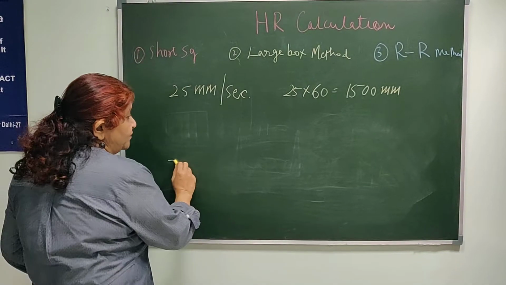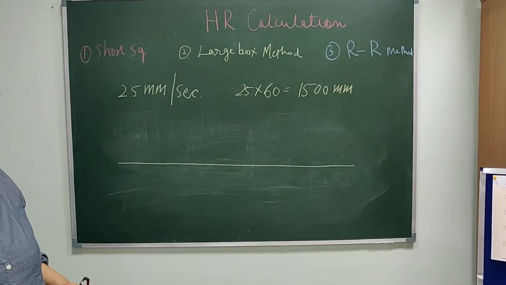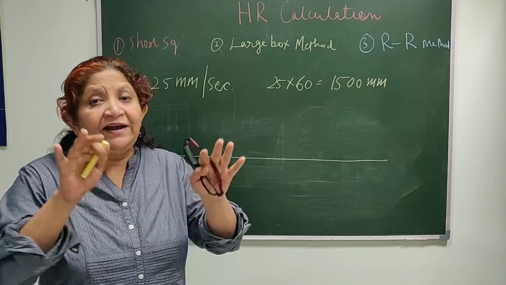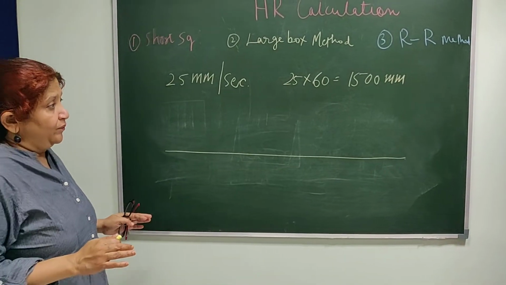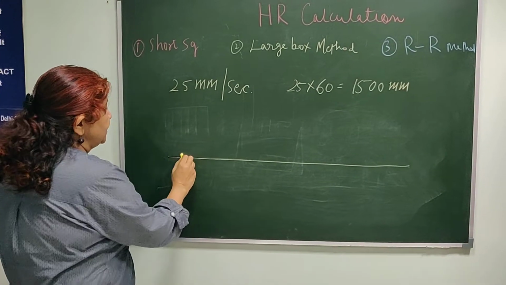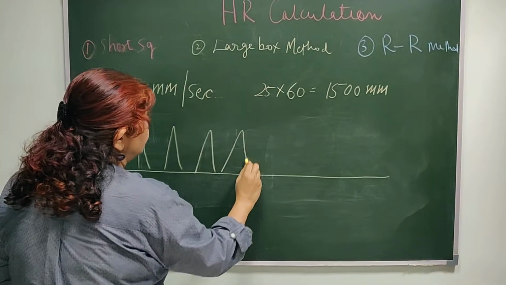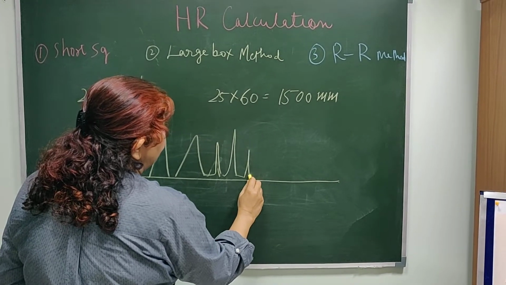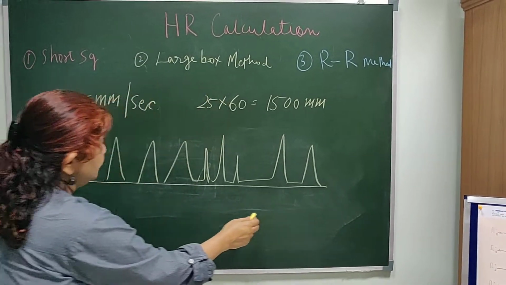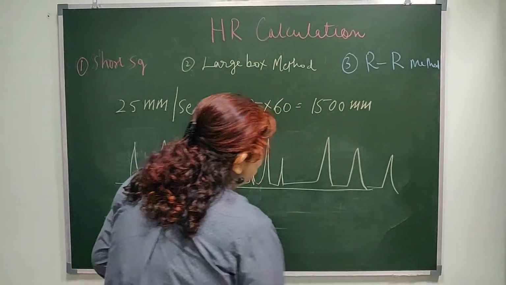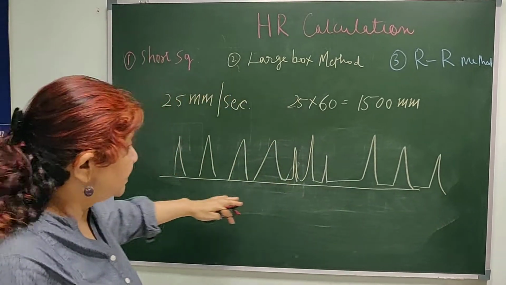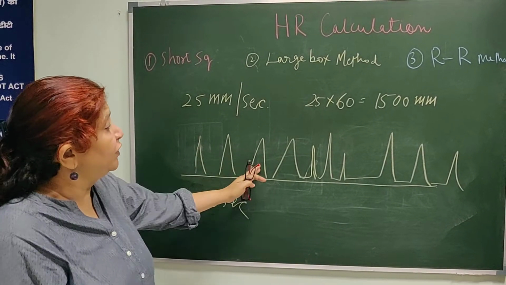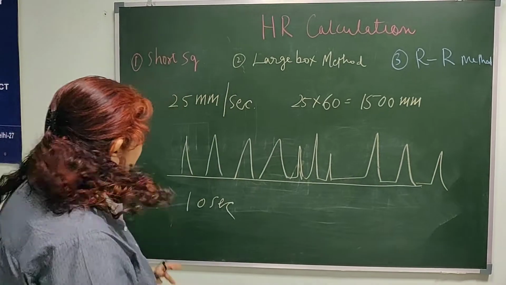Here we take a rhythm strip. You know the ECG whole strip is a 10 second strip, so the whole ECG is confined in 10 seconds. So you count the RR intervals. Suppose this is 1, 2, 3, 4, 5, 6, 7, 8, this is something irregular, and then 9, and maybe 10. So in this 10 second rhythm strip, how many RR intervals? 1, 2, 3, 4, 5, 6, 7, 8, 9, 10. 10 RR intervals are there.